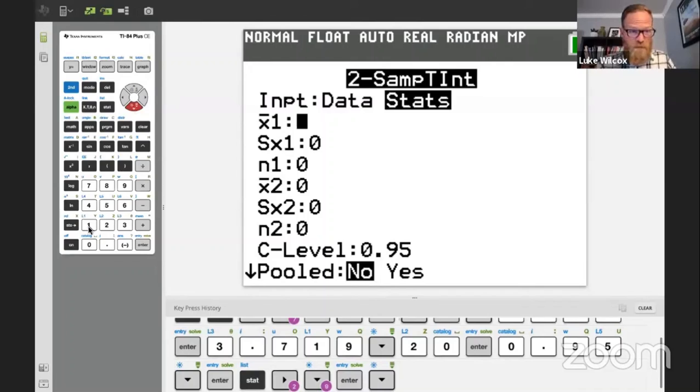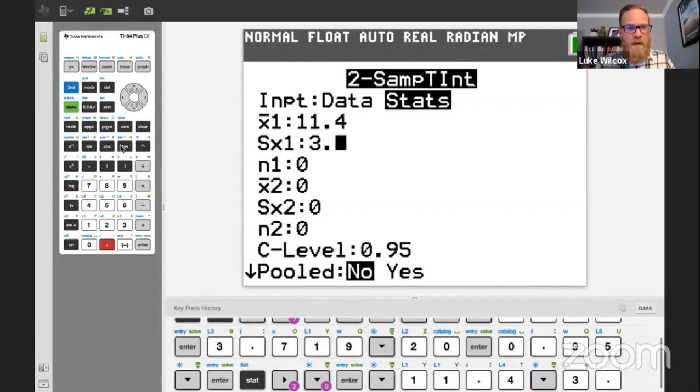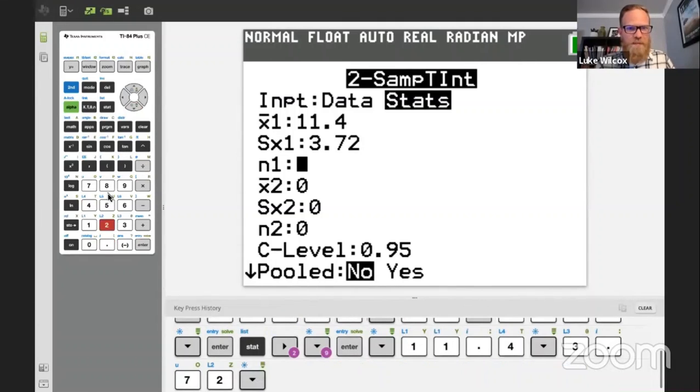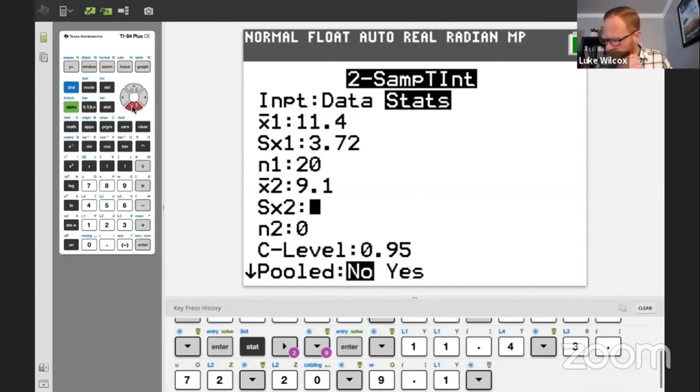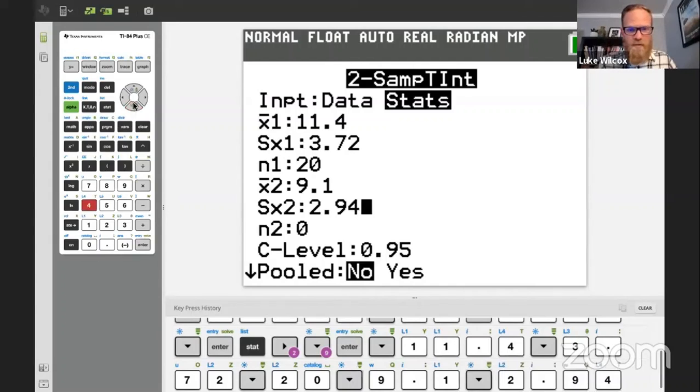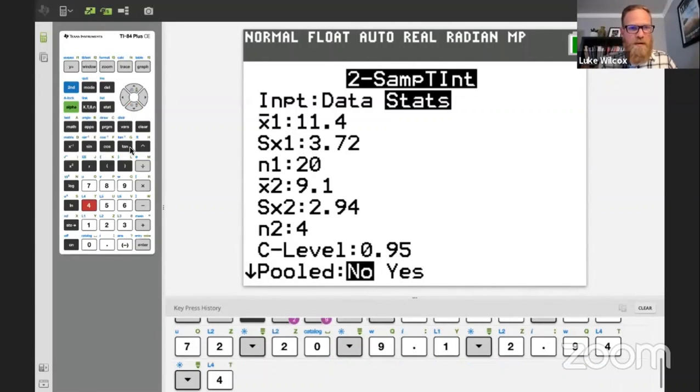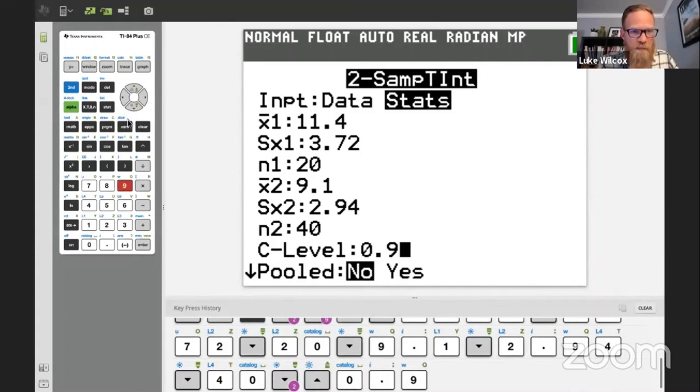So the sample mean for AP Stats students was 11.4 with a standard deviation of 3.72 and a sample size of 20. Now for the AP Calc students, they had an average of 9.1 hours with a standard deviation of 2.94 and the larger sample size of 40. Now, let's get our confidence level. We want that to be 90% here, don't we? 0.90. Now for pooled, by default, it should be on no. You should leave it there, okay?